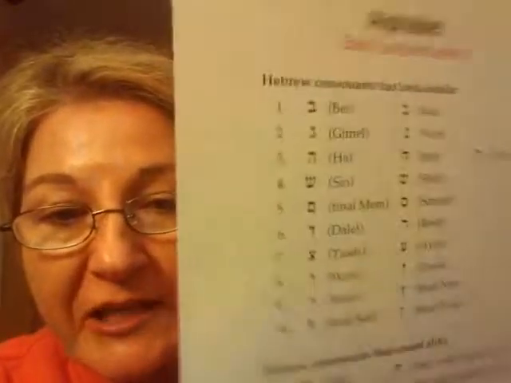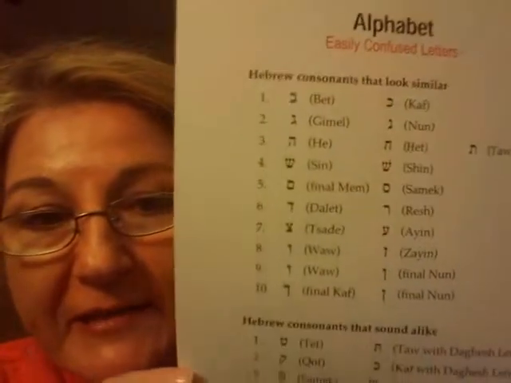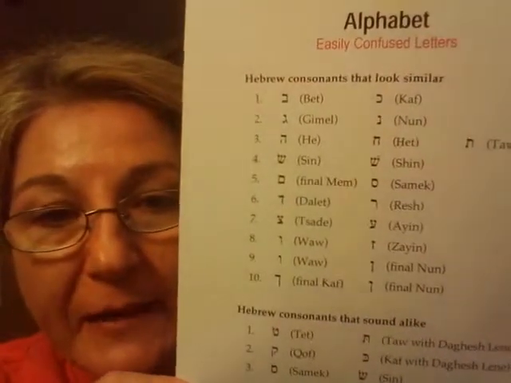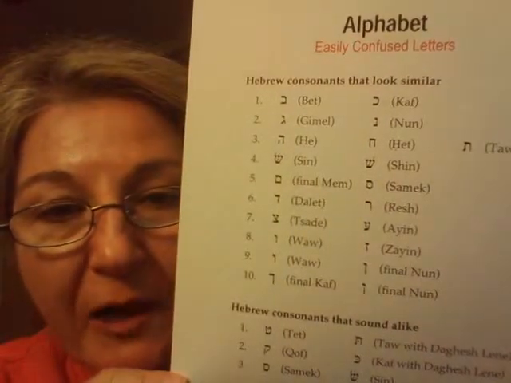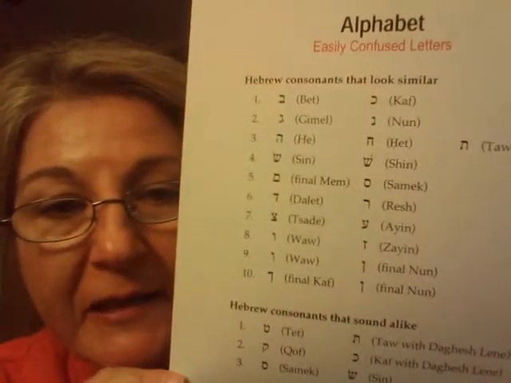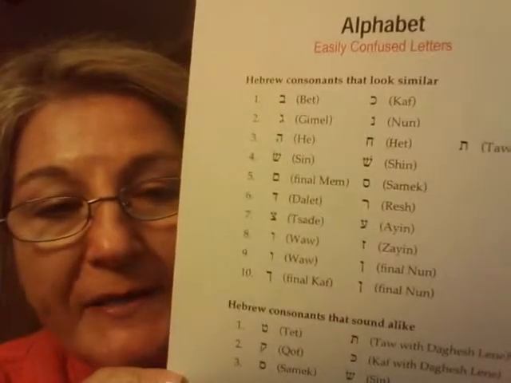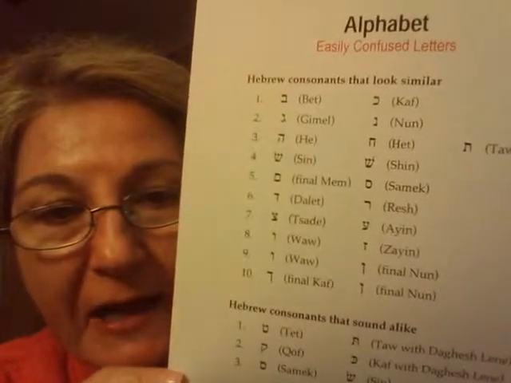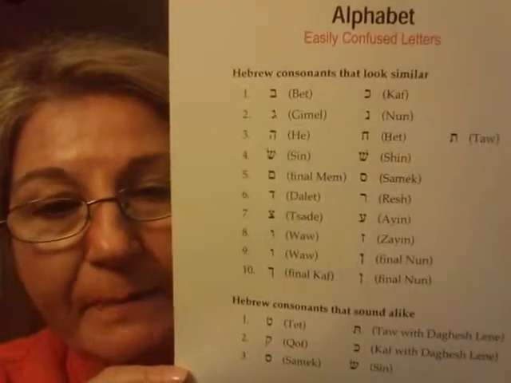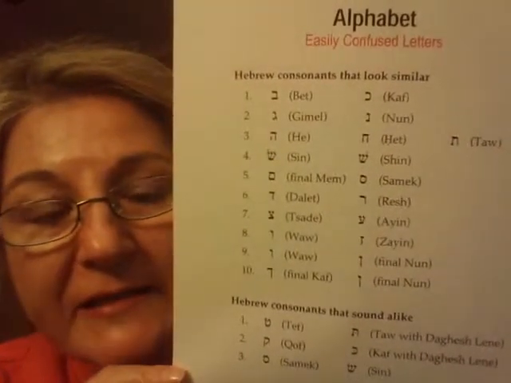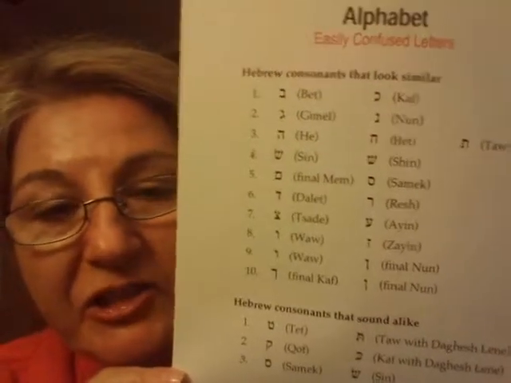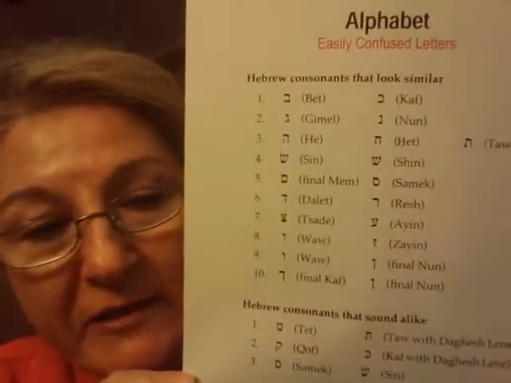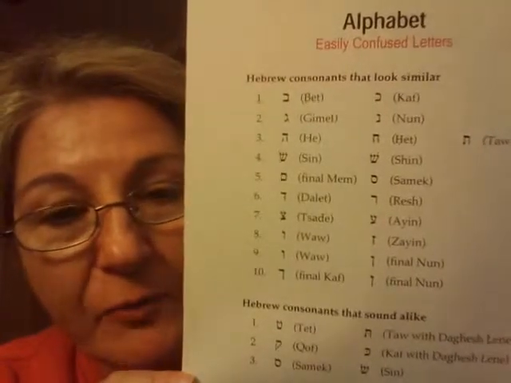I'll do it for chapter 2. But this is just a little sheet that shows some of the letters that are easily confused. The bet and the kaf are easily confused. But if you look, the bet is more squared off and the kaf is rounded. The gimel and the noon. The gimel has a fork at the bottom and the noon does not. The he and the chet. The he has a space at the top and the chet does not. The sin and the shin, you'll just need to memorize which dot goes over which prong.